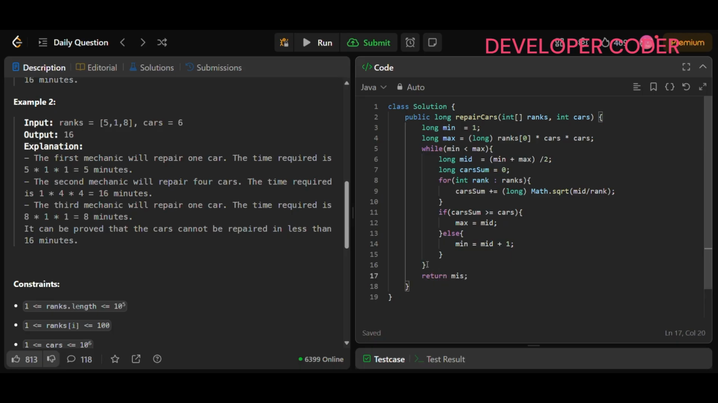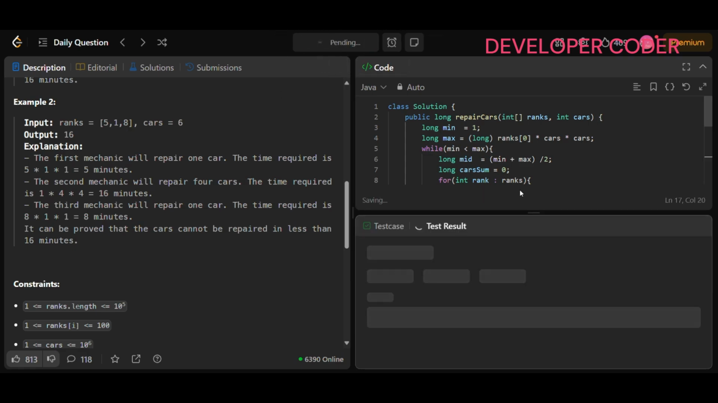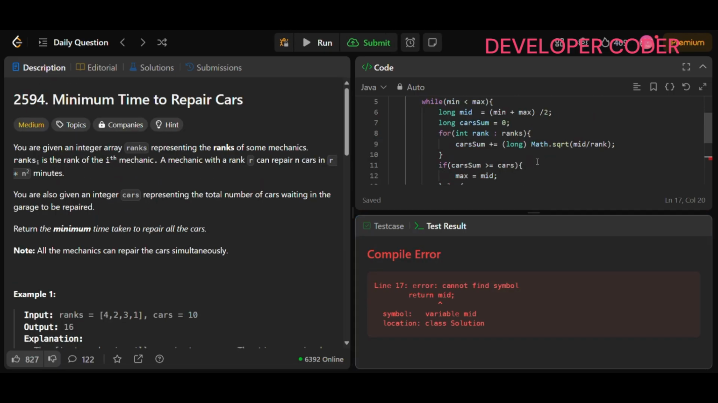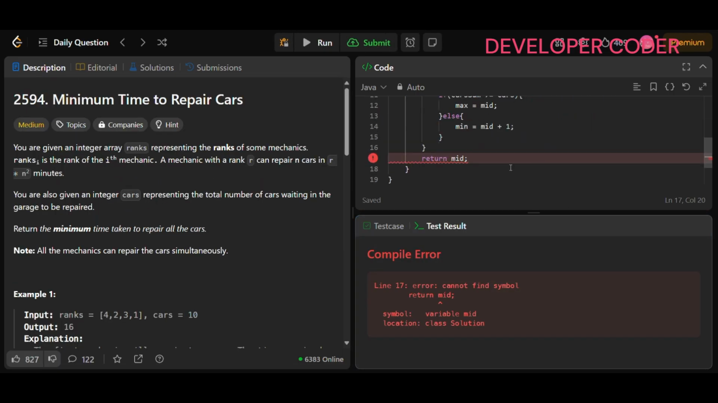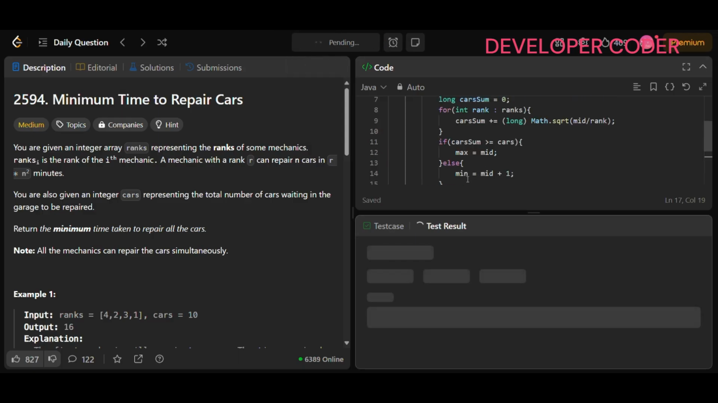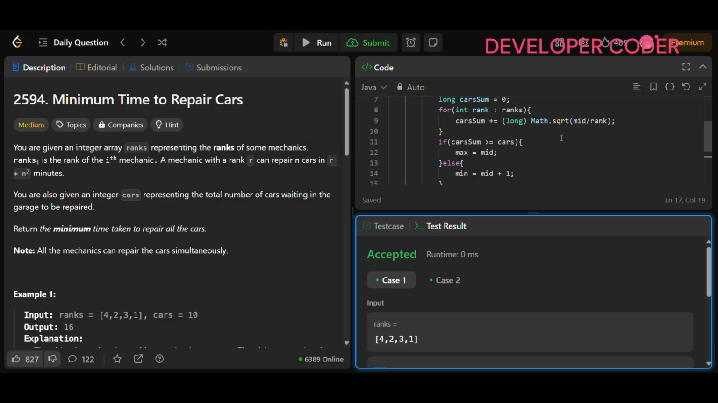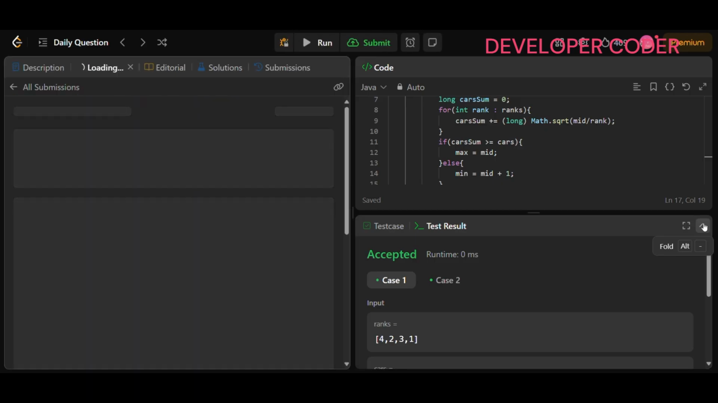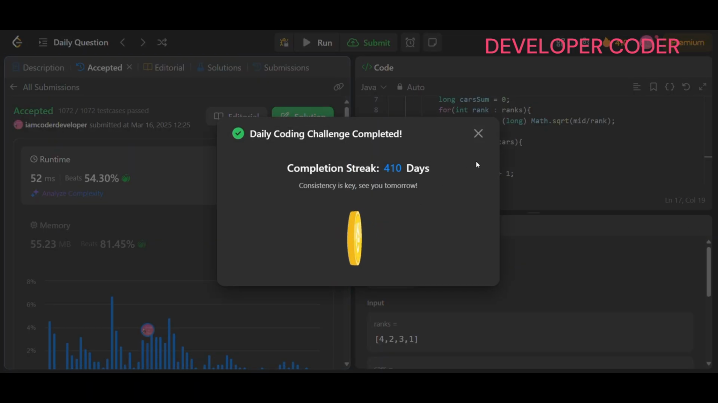Now let's run the code and see if there are any code issues, any spelling mistakes. So yes, there is some issue. Here return, it should be min, not mid. Let's run it again. We are returning min. All right, so all the test cases have been accepted. Now let's submit it. So see, our solution is accepted.